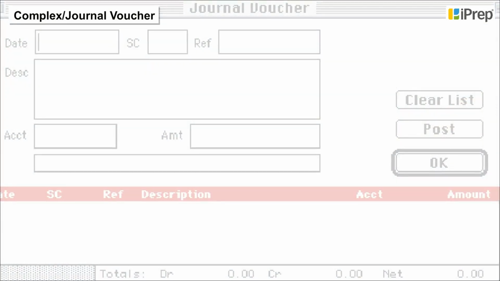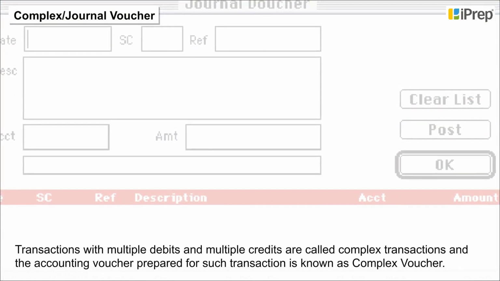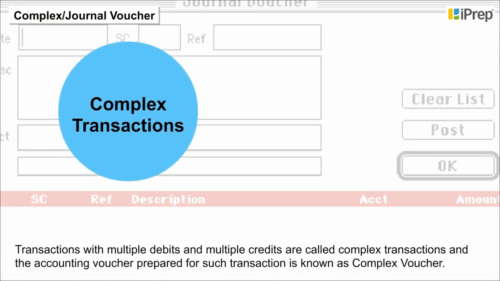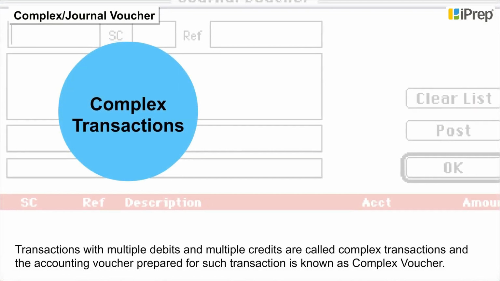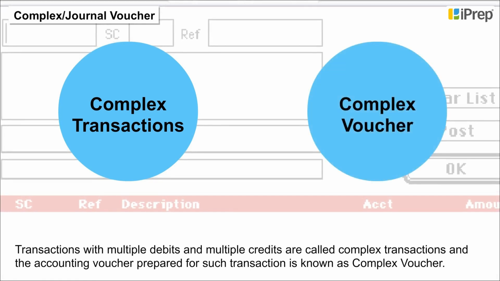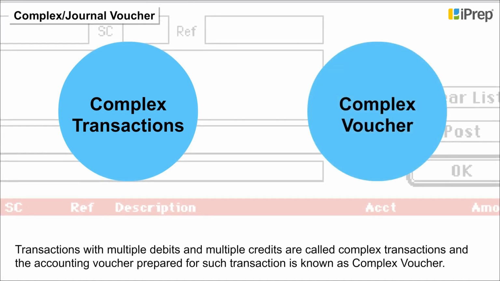Complex or journal voucher. Transactions with multiple debits and multiple credits are called complex transactions, and the accounting voucher prepared for such a transaction is known as a complex voucher. This voucher is also known as a journal voucher.